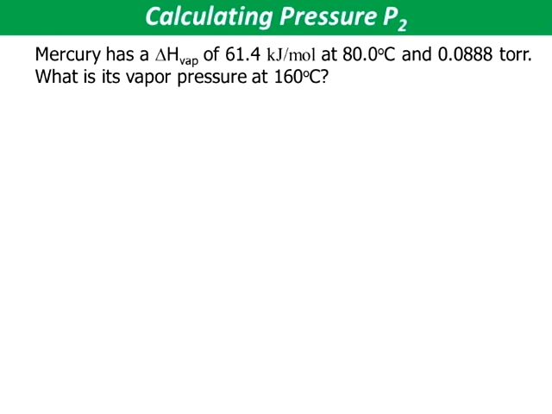Let's work a problem where we're calculating pressure, P2. Mercury has a delta H vaporization of 61.4 kilojoule per mole at 80 degrees C and 0.0888 torr. What is the vapor pressure at 160 degrees C?